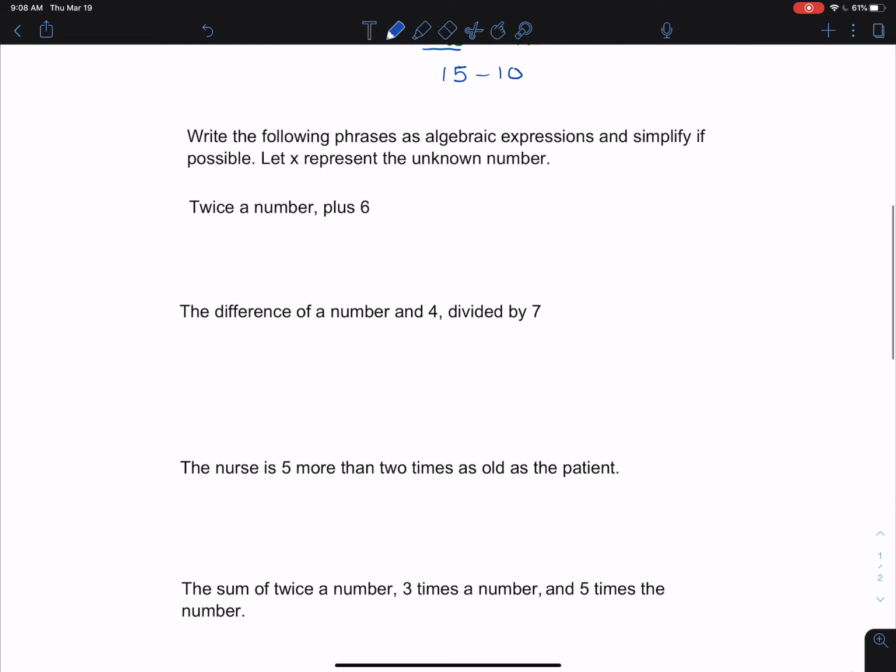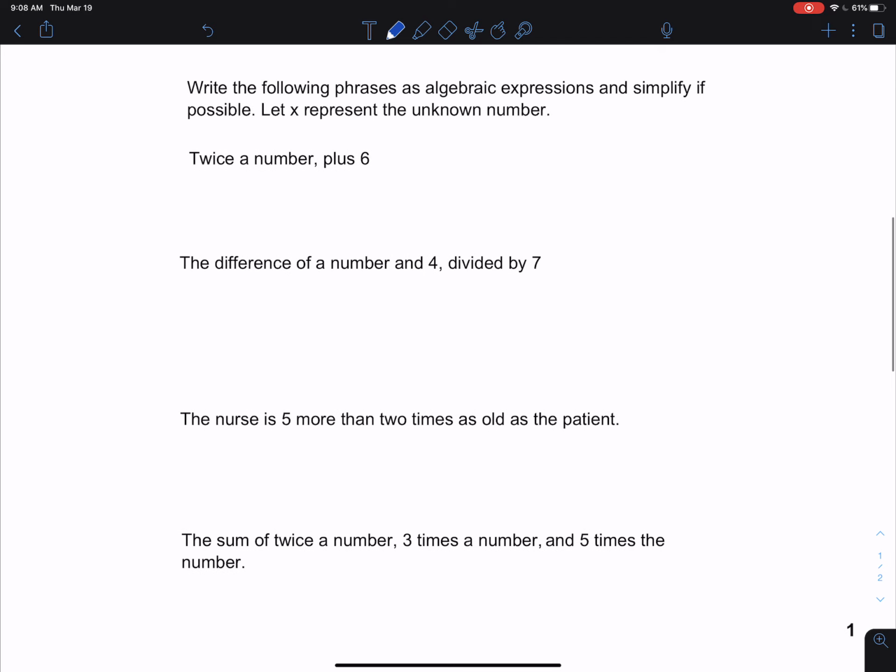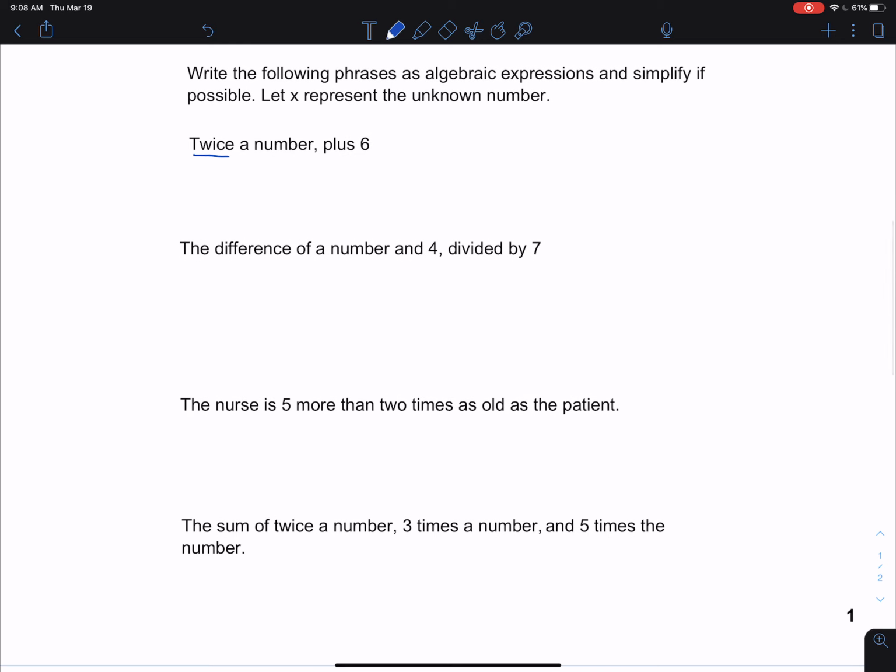Let's look at some other examples. Our directions are to write the phrases as algebraic expressions and simplify if possible. We're going to let x represent the unknown number. So first we have twice a number plus 6. I know twice means 2 times. A number is the number we don't know. They told us to let x represent that number.